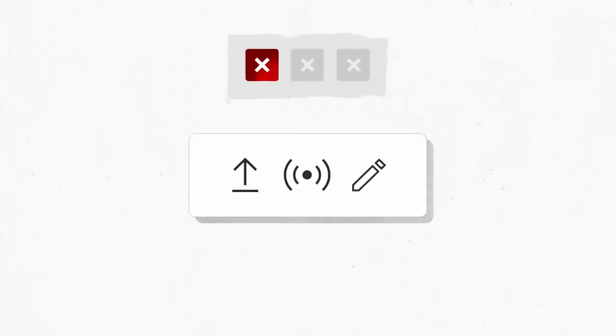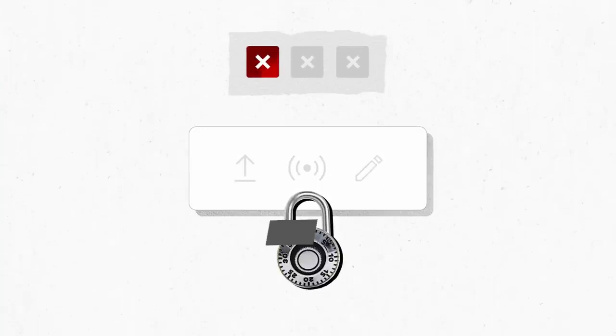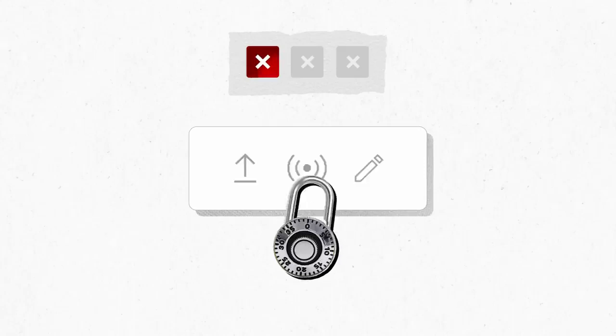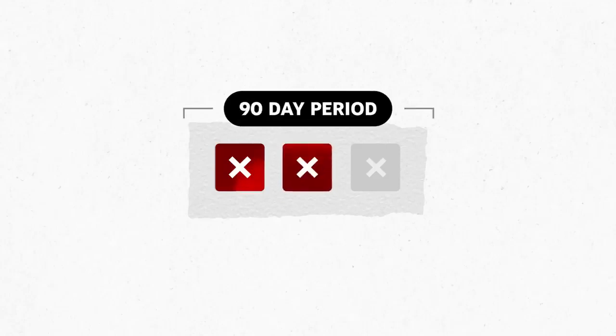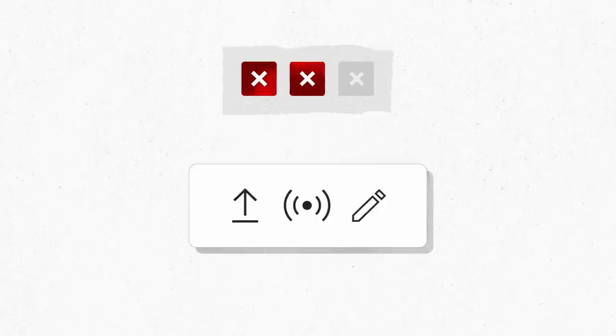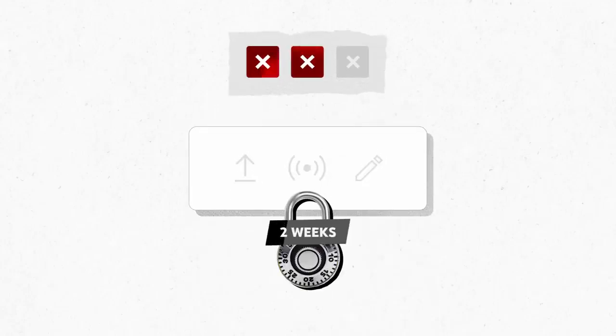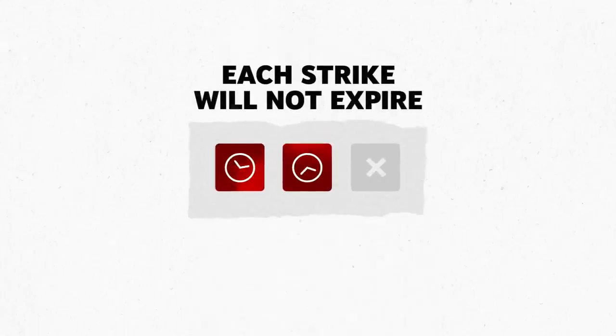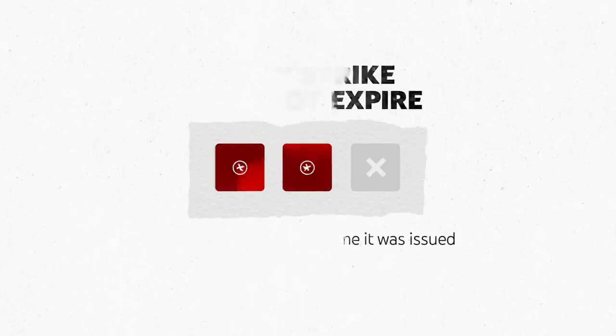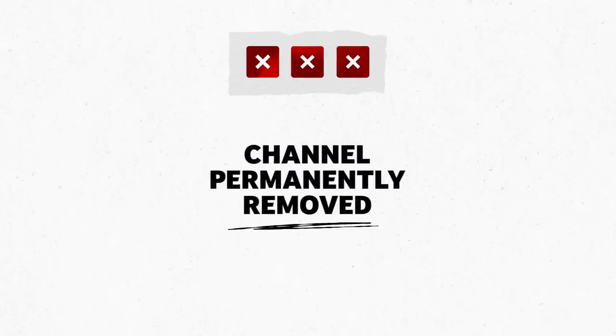On your first strike, you won't be able to upload, stream, or make certain edits on your channel for 1 week after you review the strike. After the 1-week period, we restore full privileges automatically, but the strike remains on your channel for 90 days. If you get a second strike within the same 90-day period as your first strike, you will not be allowed to post content for 2 weeks. If there are no further issues after the 2-week period, we restore full privileges automatically. Each strike will not expire until 90 days from the time it was issued. 3 strikes in the same 90-day period results in your channel being permanently removed from YouTube.